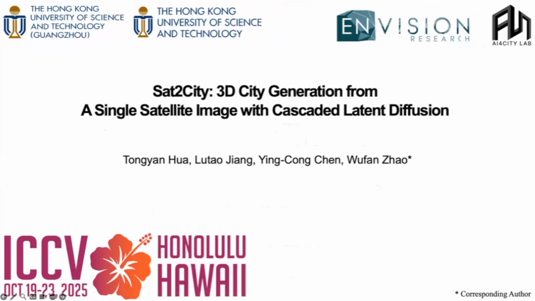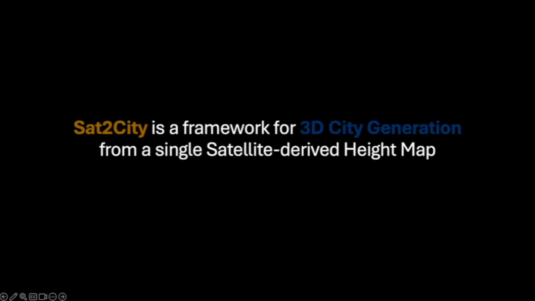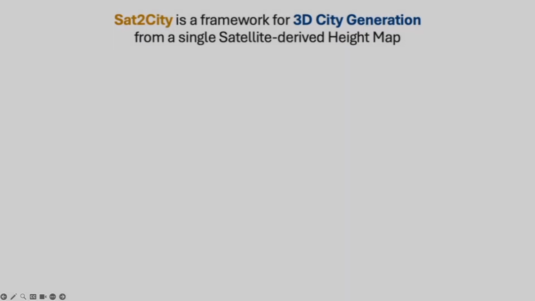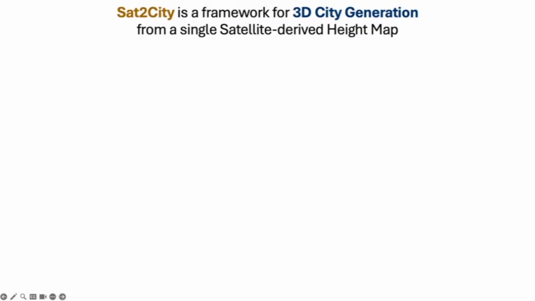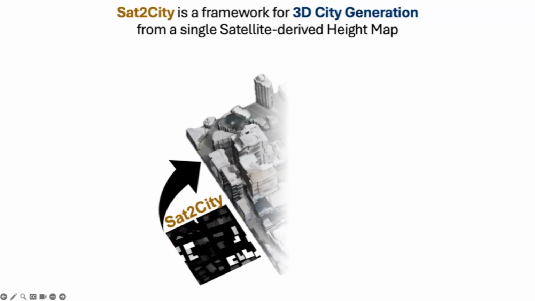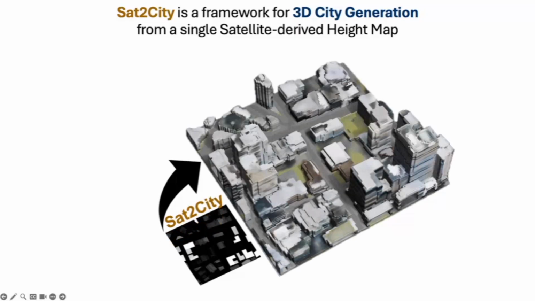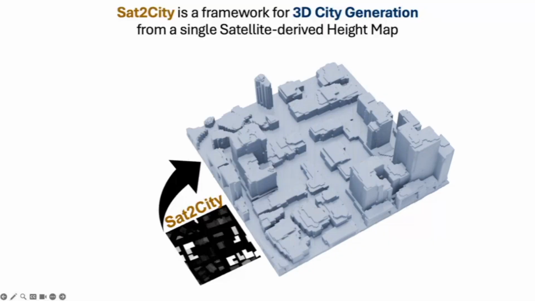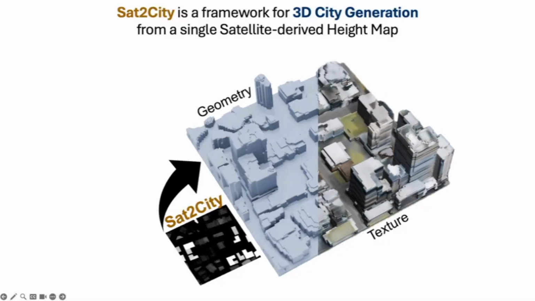We are excited to introduce our paper, Sat2City: 3D city generation from a single satellite image with cascaded latent diffusion. Sat2City is a framework that takes as input only a satellite-derived height map. From this single input, our system is able to generate a complete 3D city model with geometry that is consistent and detailed, and with appearance that is realistic and coherent.